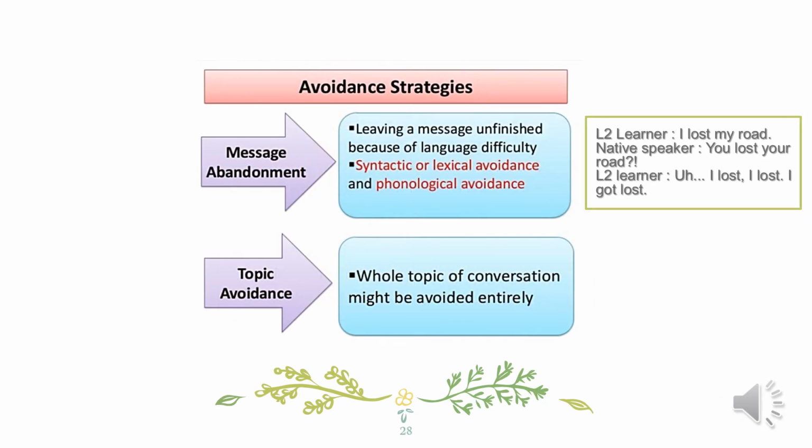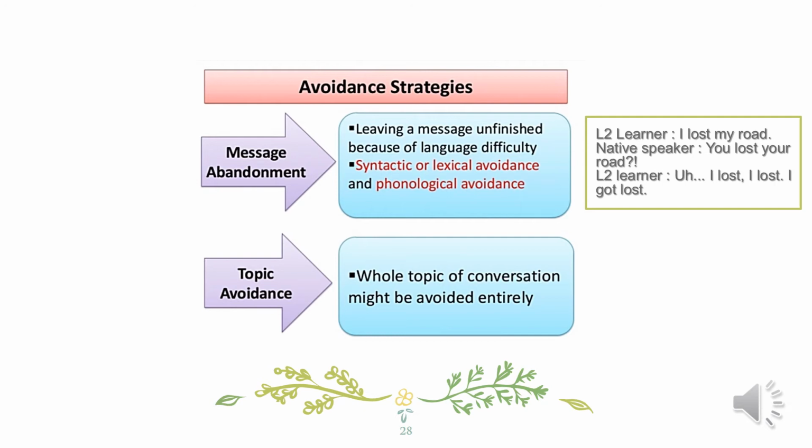Now let's take a quick look at the avoidance strategies. Message abandonment: leaving a message unfinished because of language difficulties. For example, you are trying to convey a message but it cannot be done. Then ambiguity fits in and you say, okay, I give up, I'm not going to worry about it now. You can see the example in the box where the second language learner says, I lost my road, and the native speaker replies, you lost your road, and the second language learner replies again, I got lost. Here you can see how the second language learner avoids, or you can say ignores, the mistake.